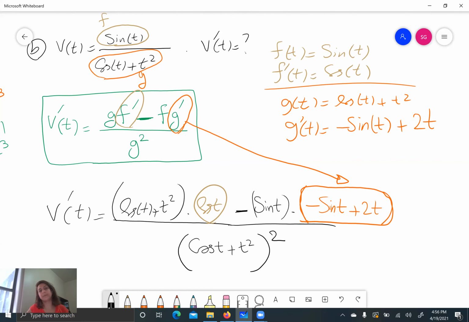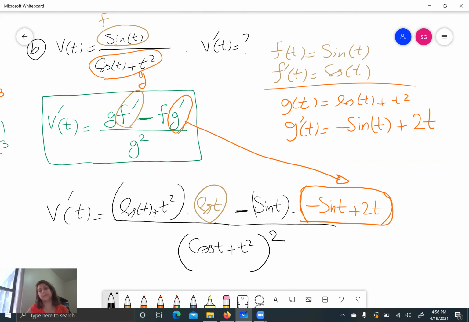Now, looking further at this function, we realize that one of them is the product of two functions, so we apply the product rule. The other part was the quotient of two functions, so we apply the quotient rule to finally get the final answer. So nothing new.